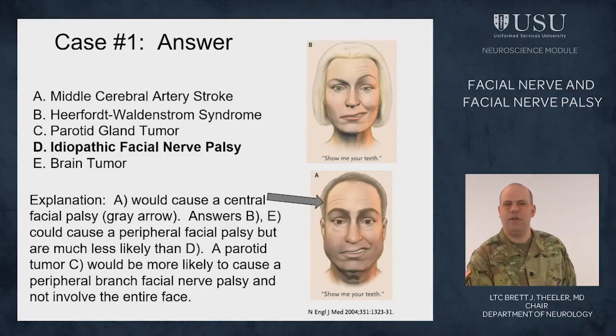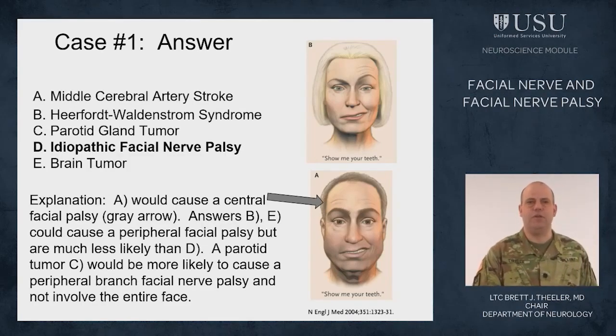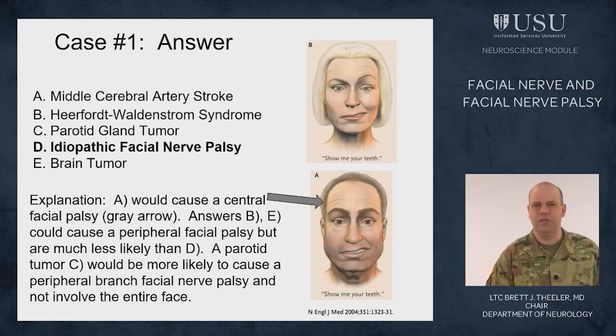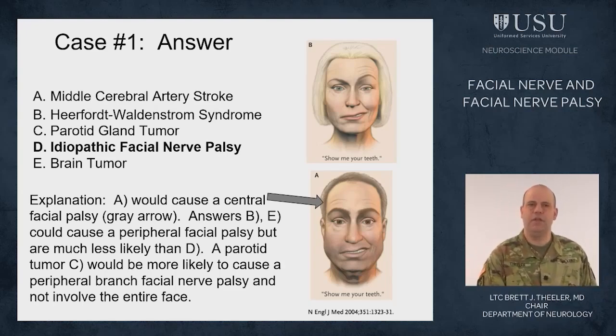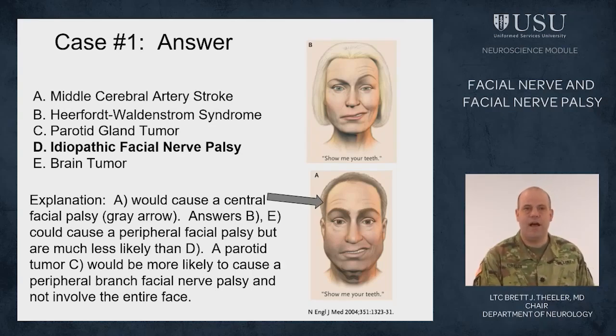So the best answer here is D, idiopathic facial nerve palsy. We're going to talk more about that diagnosis on subsequent slides. Let's go through a process of elimination and talk about why these other answers are not best. So this is not a middle cerebral artery stroke. This patient has a peripheral, not a central pattern of facial paresis, with the patient in the bottom right having a central facial paresis with some sparing of the upper face. So B here, Waldenström syndrome, is a rare syndrome associated with an autoimmune disease called sarcoidosis. I'm not expecting you to know this.